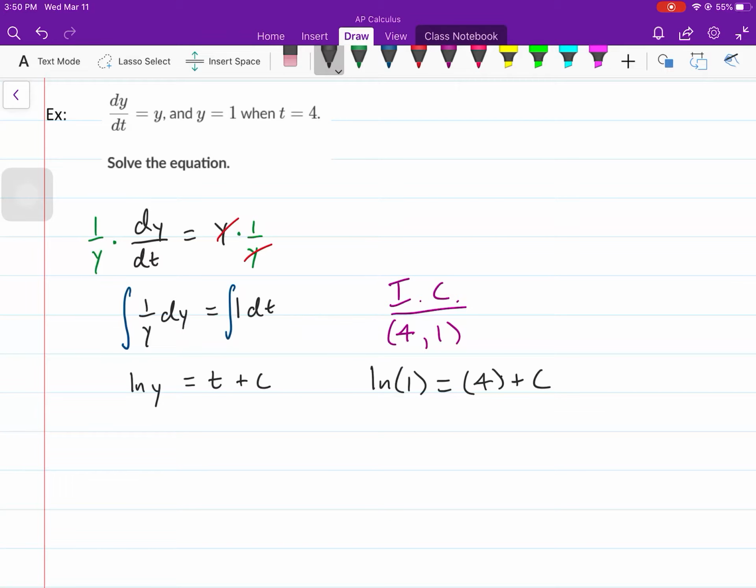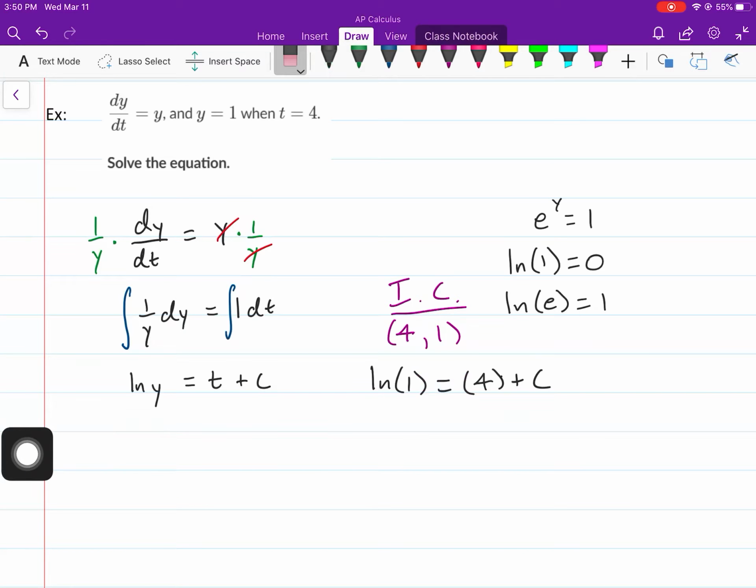Now natural log of 1, sometimes you get something like natural log of 10, natural log of 11, natural log of 3. You have to leave them like that. But there are two simple natural log evaluations. Natural log of 1: e to what power is 1? Well, e to the 0 power is 1. Similarly, natural log of e would just be 1, which is not what we see here, but these are the two easy natural logs to evaluate. So natural log of 1 is 0. Solve for c, and we get that c is negative 4.